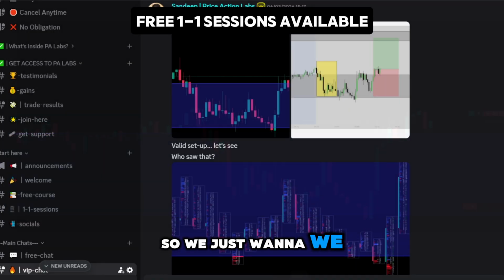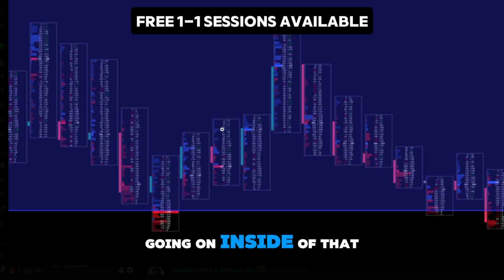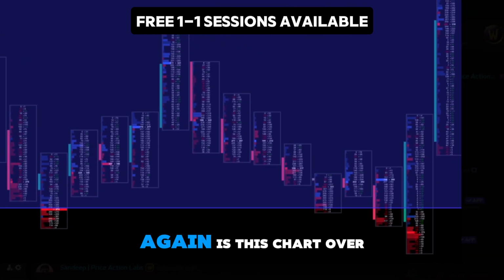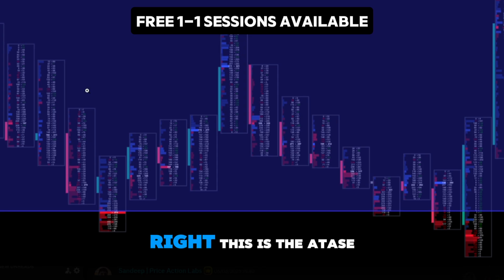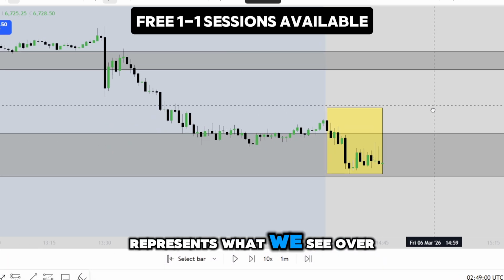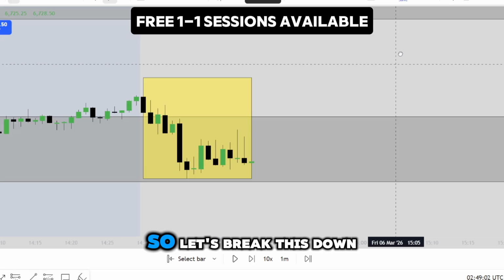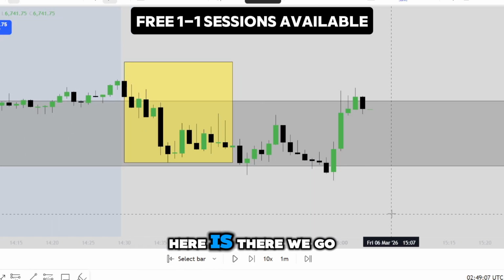So we just want to break down how I got that, but more importantly, what was going on inside of that key level, right? So what was going on specifically here? If we take a look again at this screen, what we can see is this chart over here. This is the ATAS platform, right? The ATAS platform represents what we see over here in price. So let's break this down.